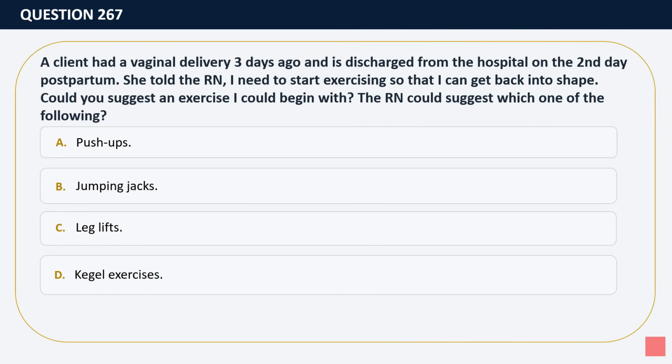Question 267. A client had a vaginal delivery 3 days ago and is discharged from the hospital on the 2nd day postpartum. She told the RN, "I need to start exercising so that I can get back into shape. Could you suggest an exercise I could begin with?" The RN could suggest which one of the following: A. Push-ups. B. Jumping jacks. C. Leg lifts. D. Kegel exercises.